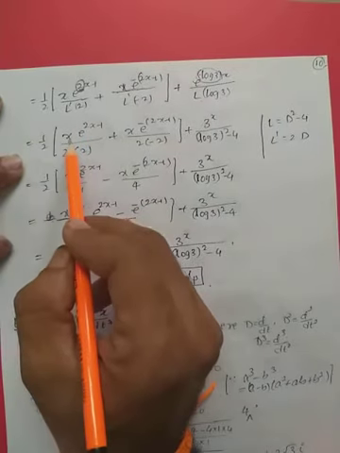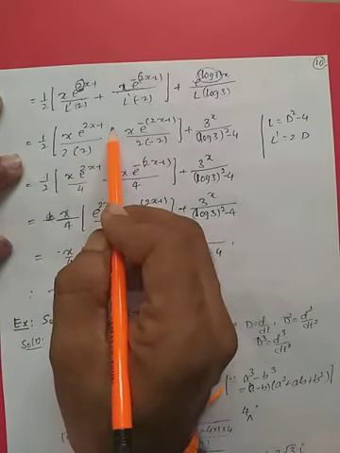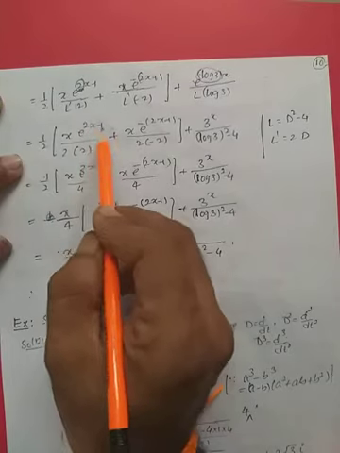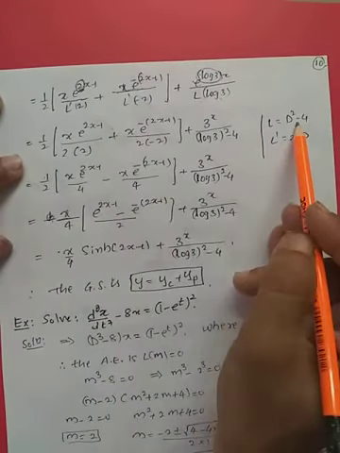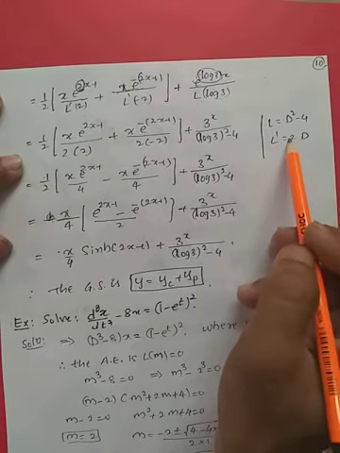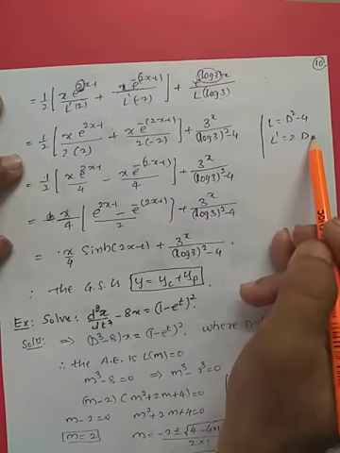Now 1 by 2 times x into e to the power 2x minus 1 divided by, it becomes 2 into 2, because L of D is D square minus 4. If you differentiate it once, it becomes 2D, then this is 0.